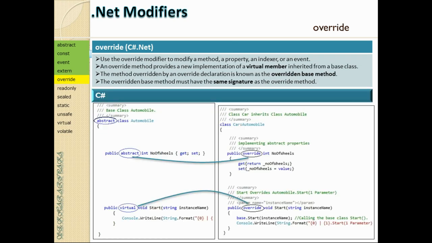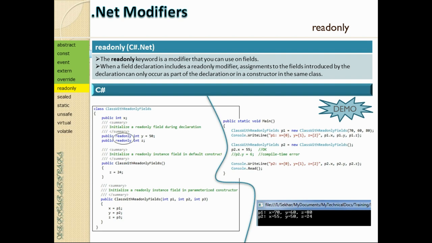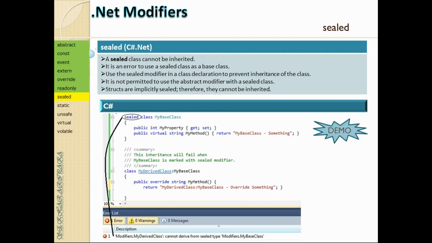And also we did see the extern keyword, the override keyword, and read-only: how can we make a read-only field, and how different it is from read-only properties. Read-only is applicable for fields. And we did see what's a sealed class, how can we use a sealed modifier for a class, and what it is going to make special about a class if we decorate that with a sealed modifier.